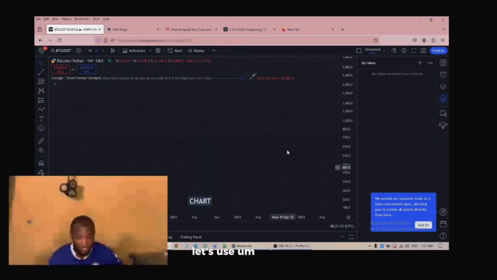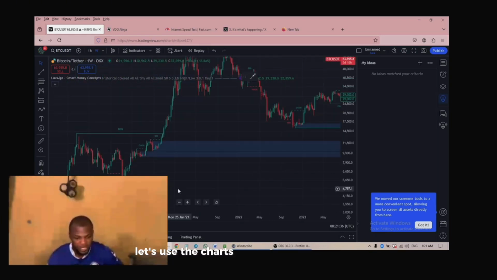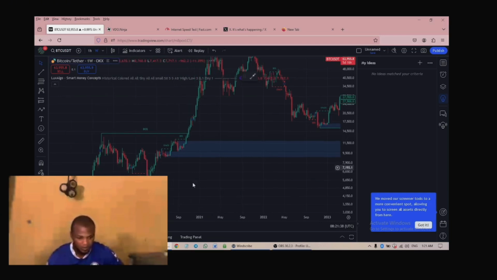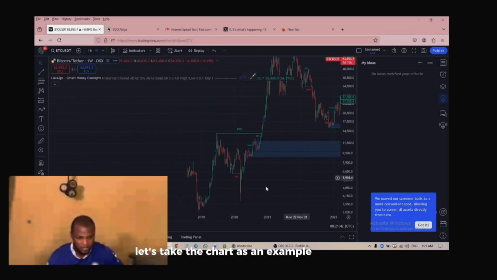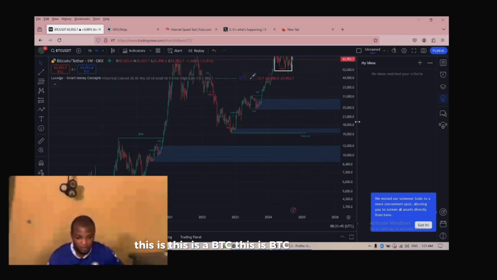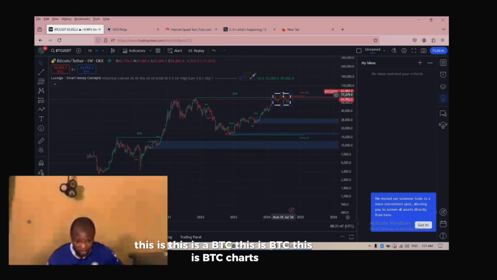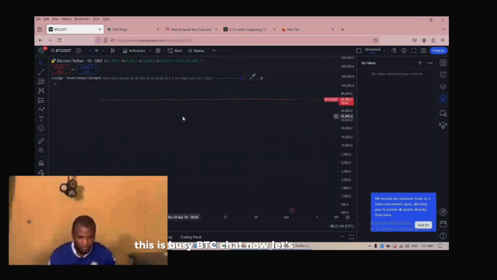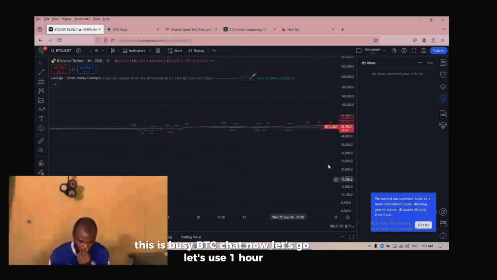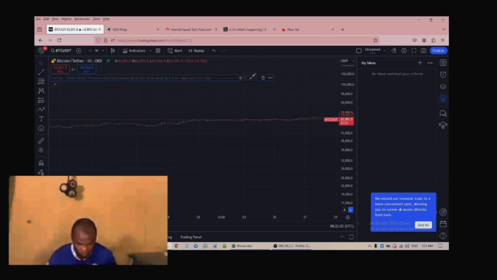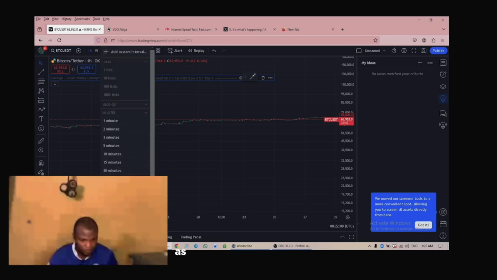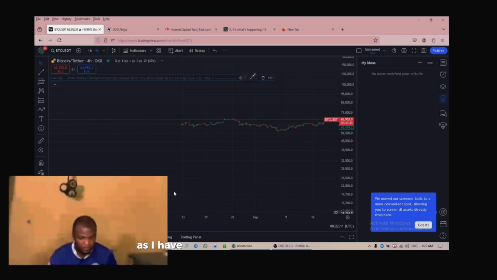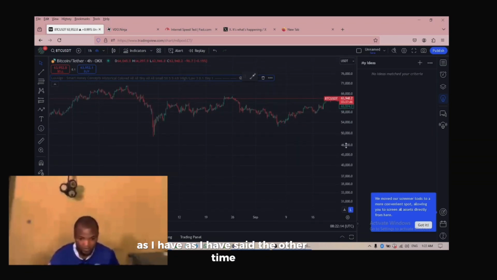Let's take the chart as an example. This is a BTC chart. Now let's use 1 hour. I think 1 hour is even too small. Hold on. Let's use perhaps 4 hours, as I have said the other time.